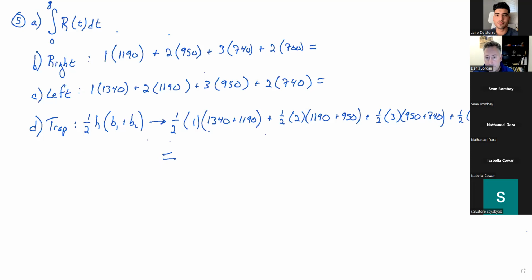So for this one, would the answer be like, I think it's 7,380, somewhere around that? Sure. So for B, it was 6710. The left one was 8050, and the last one was 7380.